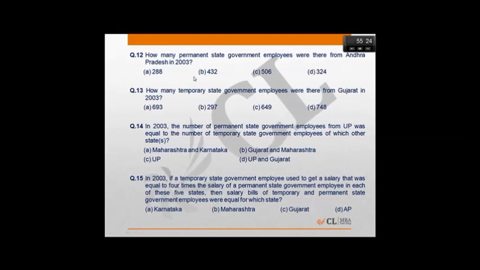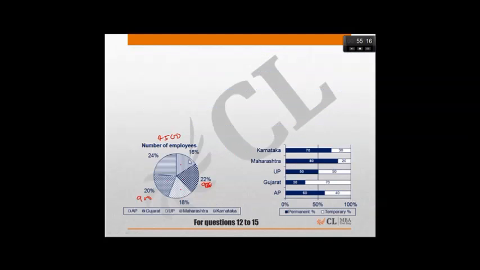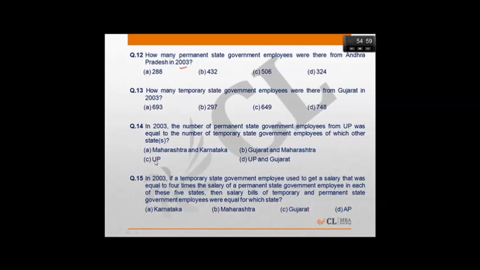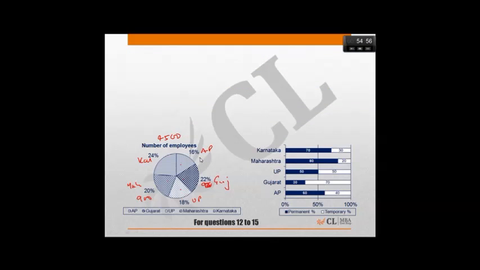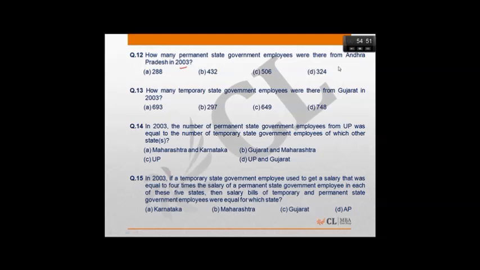Let's look at the question. How many permanent state government employees were there from Andhra Pradesh in 2003? Simple question. Let me just write down which one is AP. This is AP. Just to be sure I don't make a mistake, this is Gujarat. This is UP. Maharashtra we already have put, and Karnataka. Okay, so how many permanent state government employees were from Andhra Pradesh in 2003? Andhra Pradesh is 16%. So 16% of 4,500. So 10% is 450.